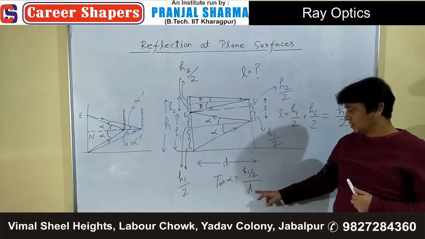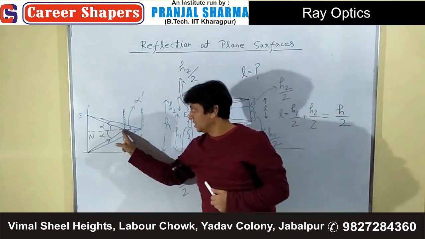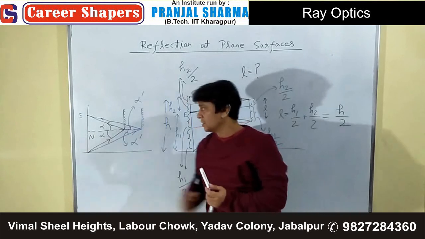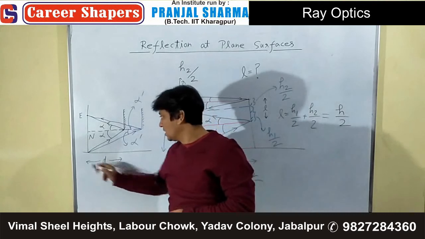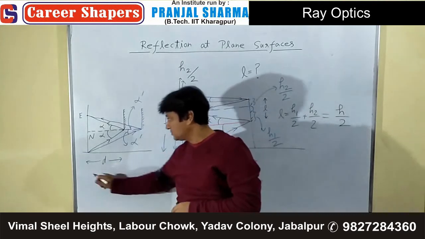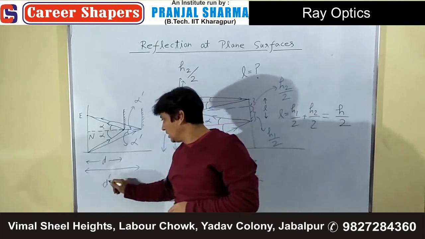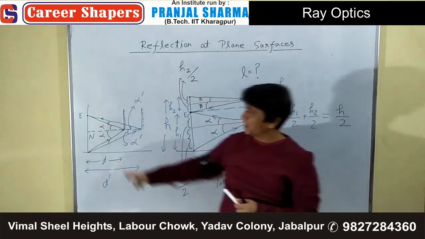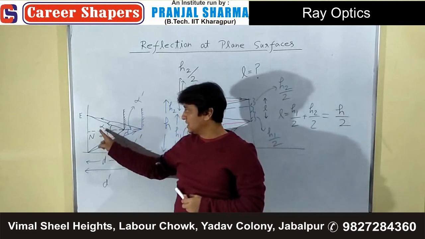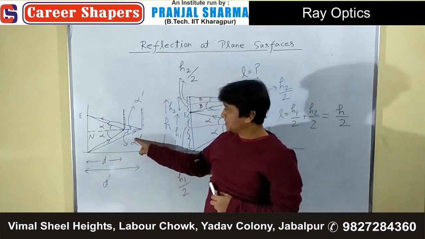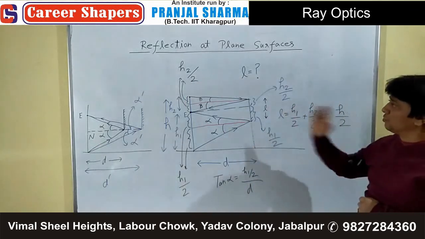What is happening? This d is changing. यहाँ तक d, ये हो गया d dash. This much is d, but this much is d dash. This is d dash. लेकिन दोनों केस में this height and this height they both are same because angle of incidence is equal to angle of reflection. Angle of incidence is equal to what? Angle of reflection. Note down this.